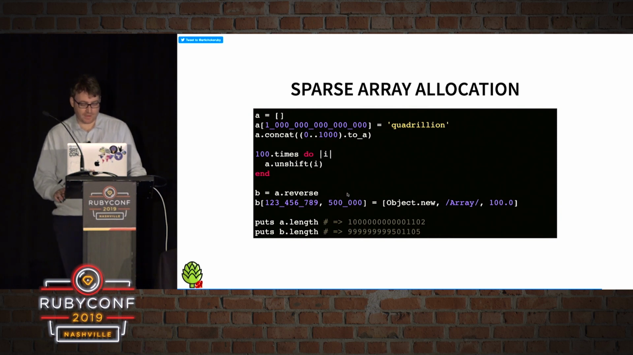Another cool thing that Artichoke has that I'm not sure any other alternative Ruby implementation has is this concept of a sparse array. So if you run just the first two lines of this program in any other Ruby interpreter, you will have a very sad time trying to allocate all of that memory.